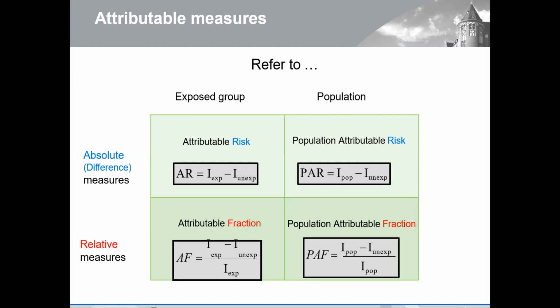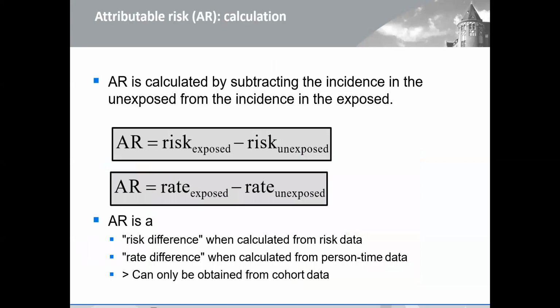Then we've got relative measures, where we can also have the attributable fraction and the population attributable fraction. This is just a percentage, where we are converting the above risks as a proportion of the total incidence in the whole population. To explain further the attributable risk calculation, attributable risk is calculated by subtracting the incidence in the unexposed group from the incidence in the exposed. So that's the formula.